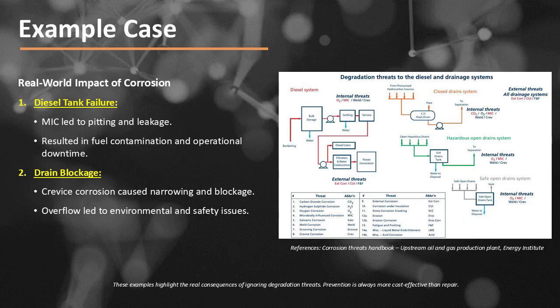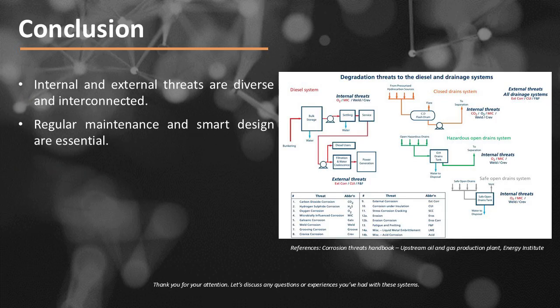And number 2, drain blockage: crevice corrosion caused narrowing and blockage. Overflow led to environmental and safety issues. Conclusion: internal and external threats are diverse and interconnected. Regular maintenance and smart design are essential.